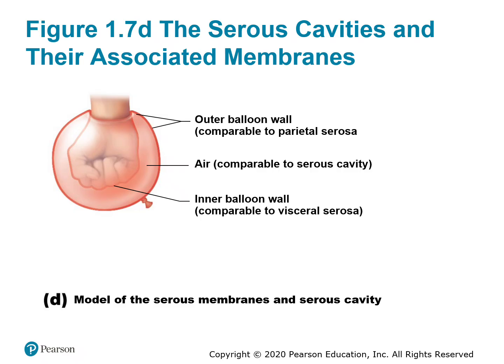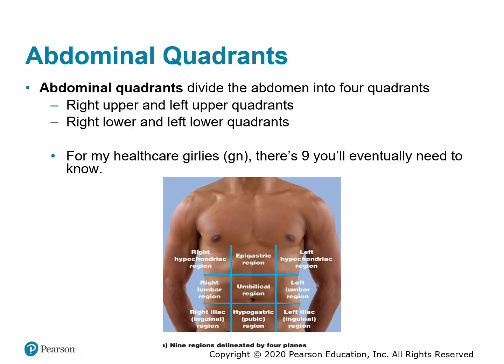Right. When we're talking abdomen, we break the abdomen up into 4 quadrants. For those of you that are going into healthcare, my healthcare girlies, and that girlies is gender neutral, there are actually 9 segments that you will need to know, but for your purposes, for this class, we'll stick with 4. The right upper and lower, and then the left upper and lower. This is all 9. Know them if you want.